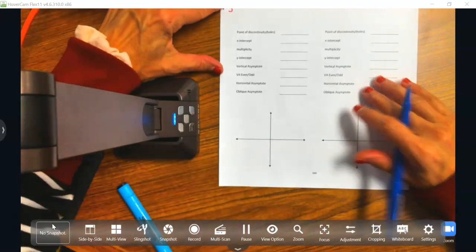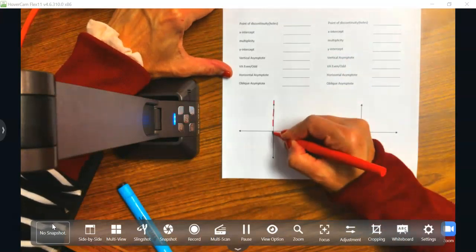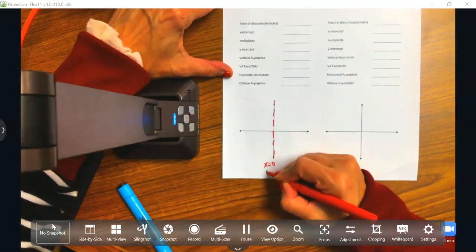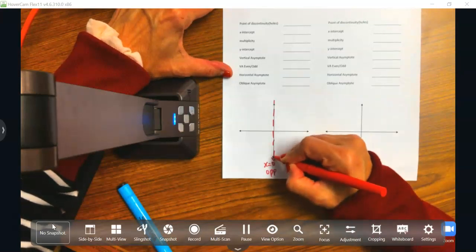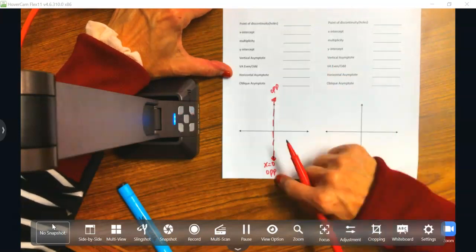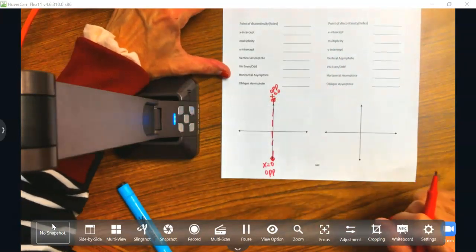We have one vertical asymptote. It's going to be right there sitting on the y-axis. Let's write x equals 0. Remind ourselves it's opposite behavior. I drew one vertical asymptote, which means I have two branches.